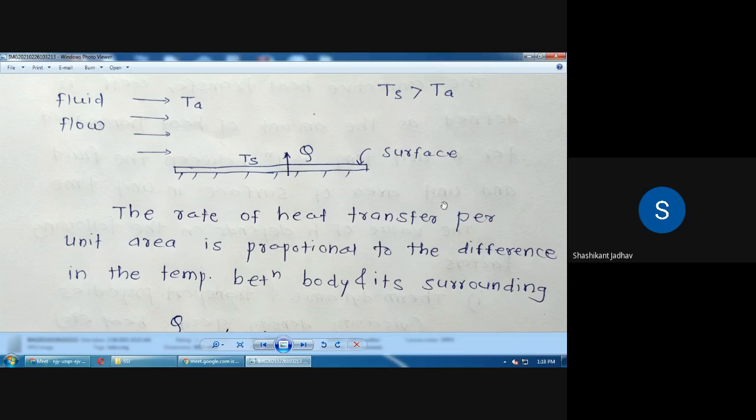The rate of heat transfer per unit area is proportional to the difference in the temperature between body and its surrounding.